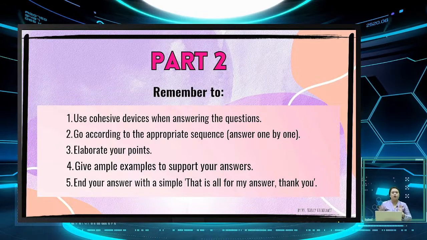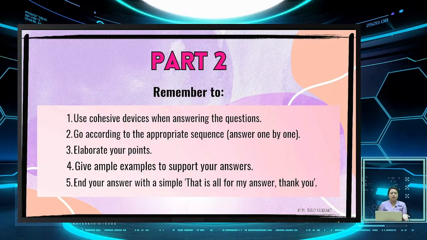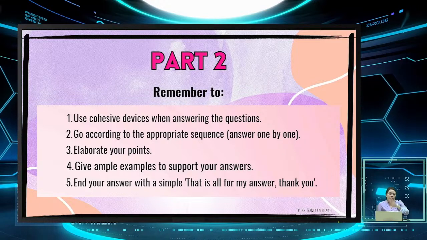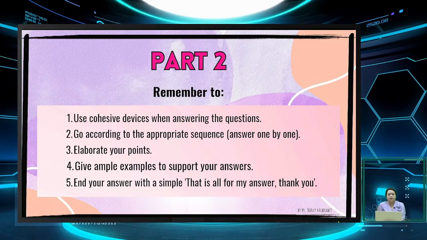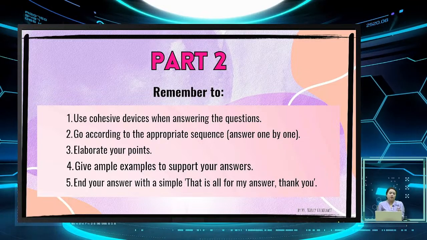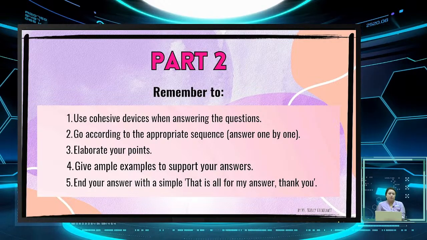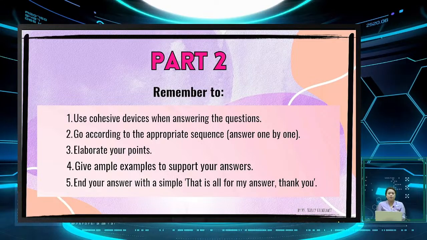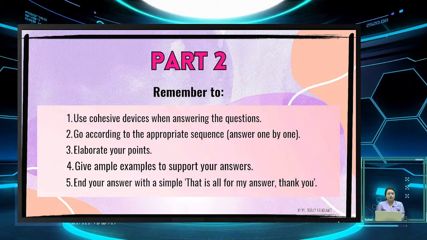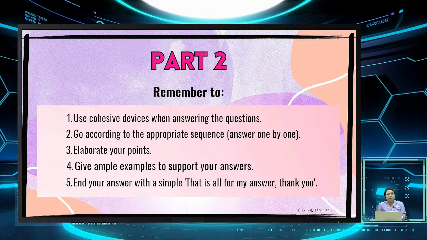You cannot jump around, answering question number 4 first and then the first question in the middle. No, you have to go according to the appropriate sequence, and then you have to elaborate your points. You cannot simply answer one question with one sentence, then the next question with one sentence. At least you have to elaborate your points. For example, why do you admire the celebrity? Then you give your reasons, at least 3 reasons, right? Give ample examples to support your answers.